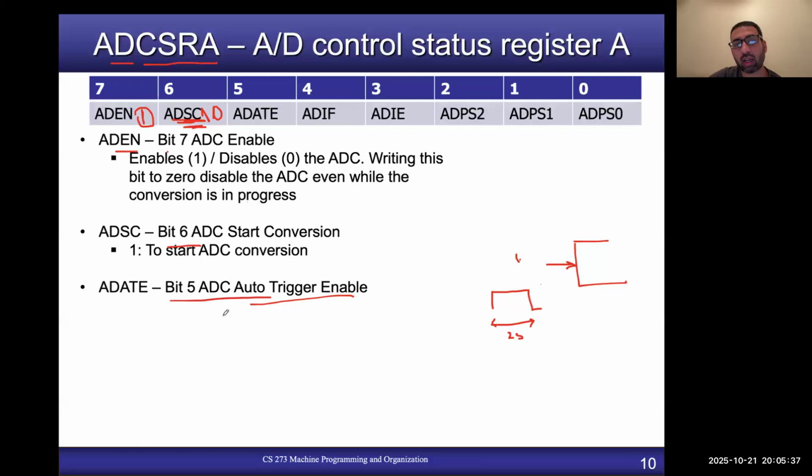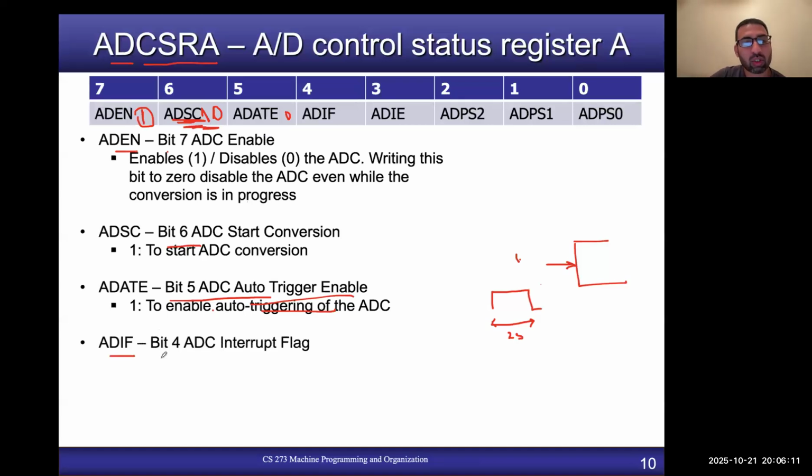The other option is that you can specify a source or an event, and whenever that event happens, the microcontroller will automatically read the new value and convert it into the digital form, right? So here we are saying, do you want the auto trigger to be enabled or not? If you set it equal to 0, there will be no auto trigger, and whenever you want to start the conversion, you will be required to write 1 in this bit, and whenever you want to stop, you will be required to write 0.